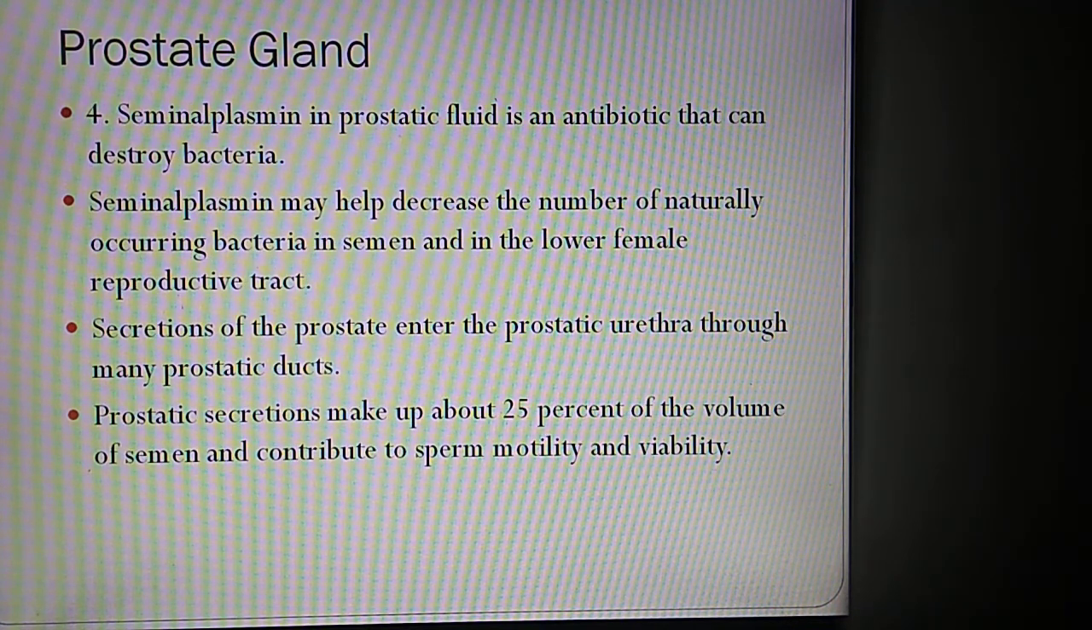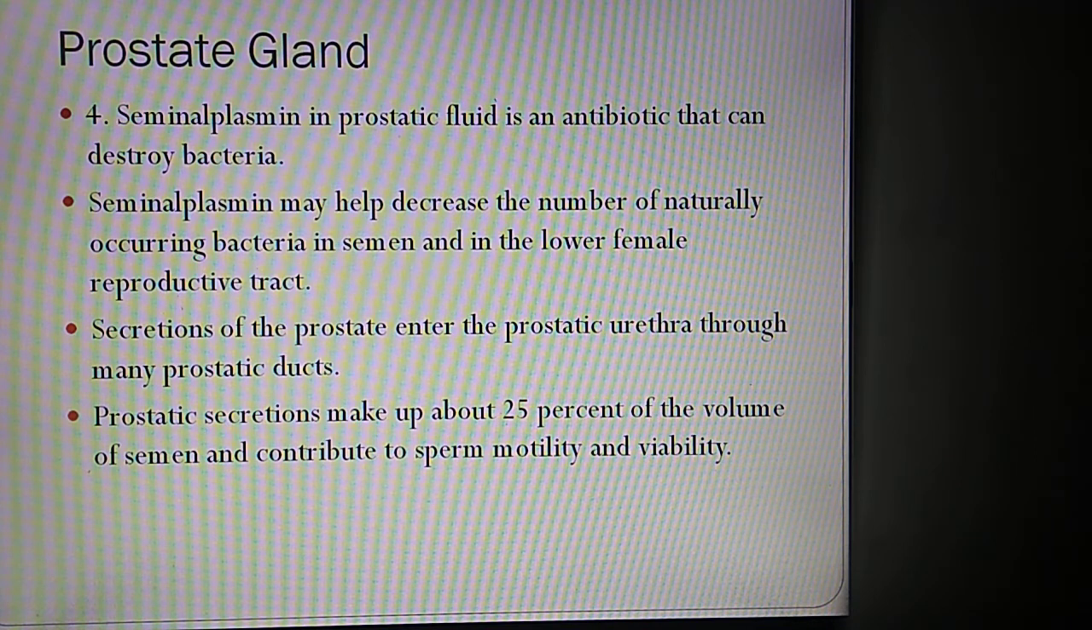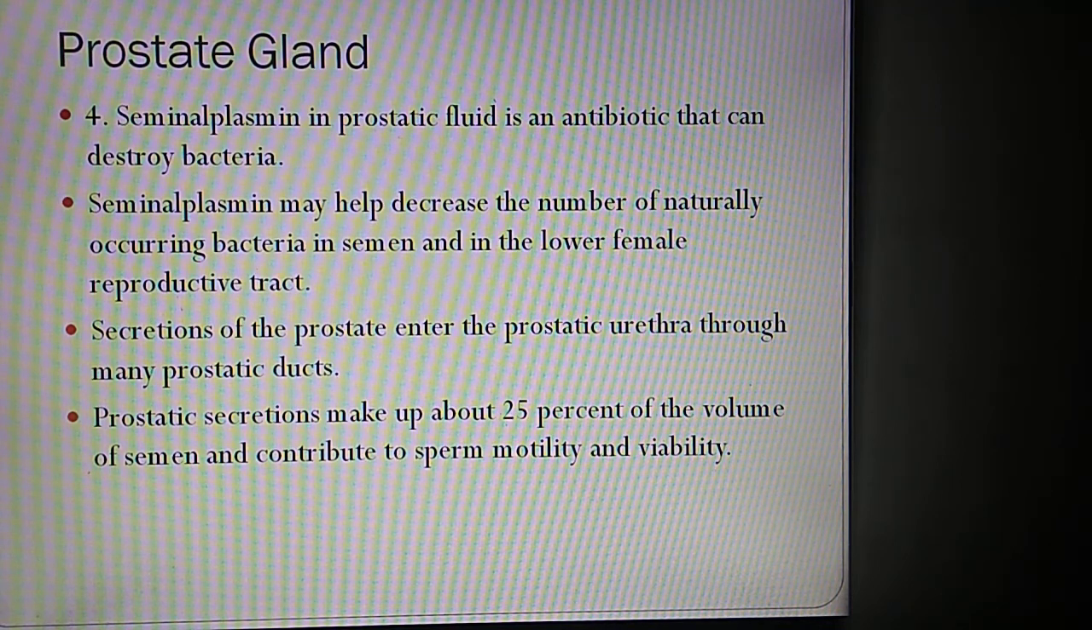Seminoplasmin in prostatic fluid is an antibiotic that can destroy bacteria. Seminoplasmin may help decrease the number of naturally occurring bacteria in the semen and in the lower female reproductive tract. Secretions of the prostate enter the prostatic urethra through many prostatic ducts. Prostatic secretion makes up about 25% of the volume of semen and contributes to sperm motility and sperm viability.